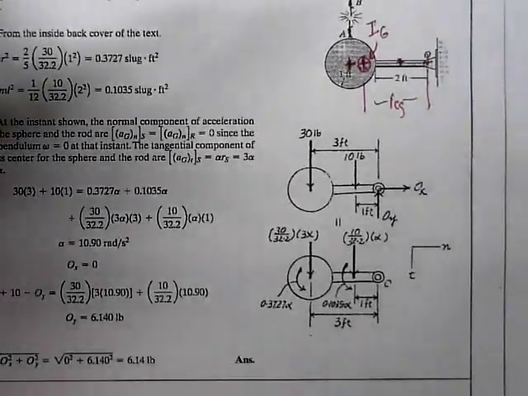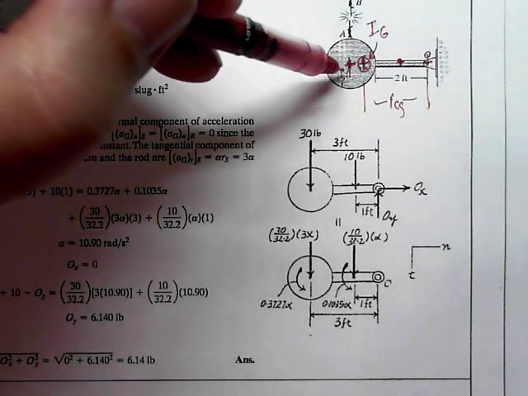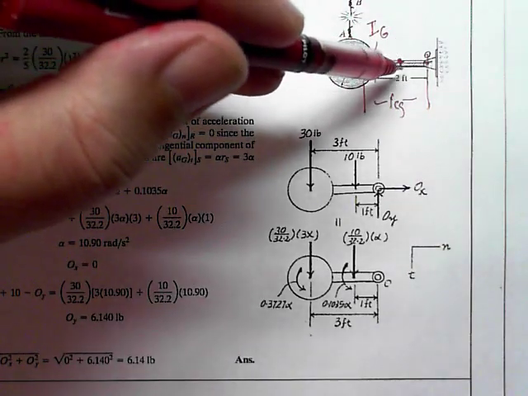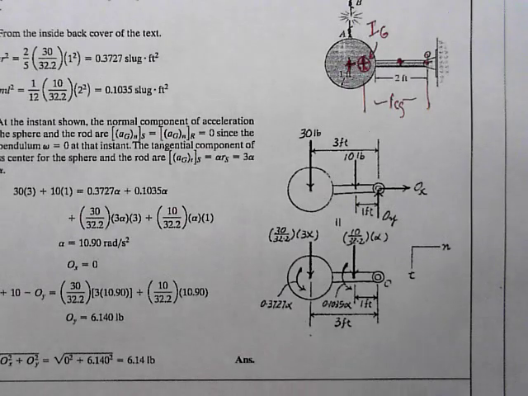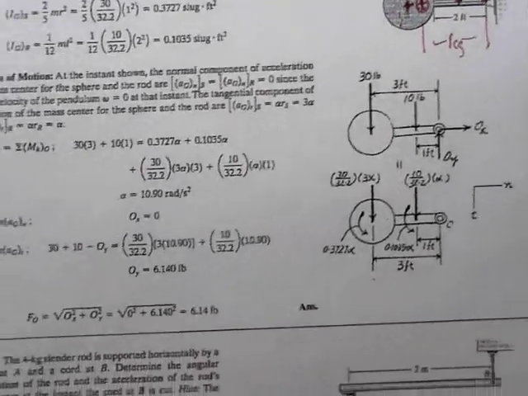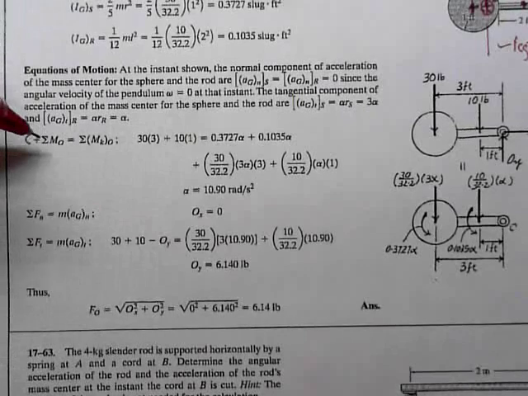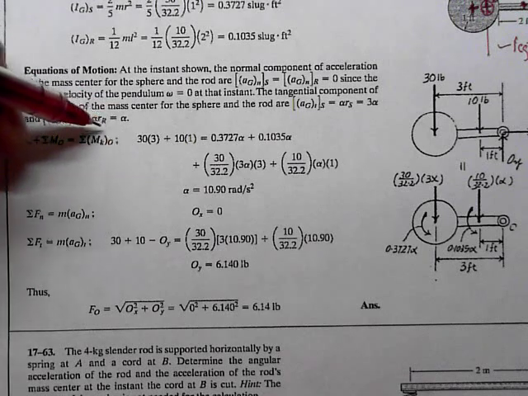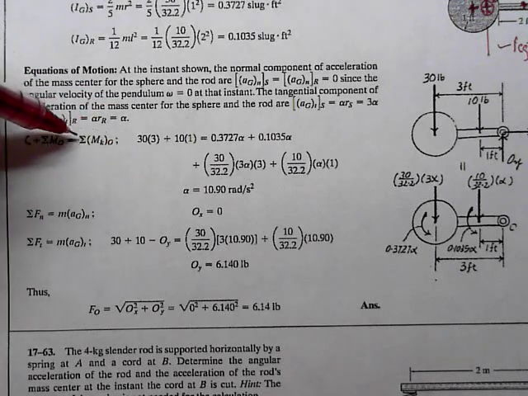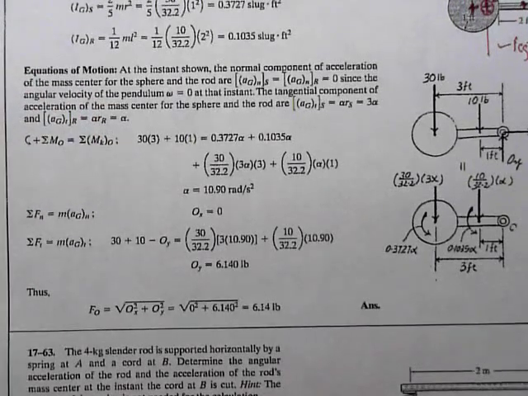Instead, the author says, let's treat these as individual objects, but then let's add the equations together of the individual objects, and we're going to do it in one step. And by saying the sum of moments of all pieces about point O is the sum of all of the kinetic moments of all pieces about point O.